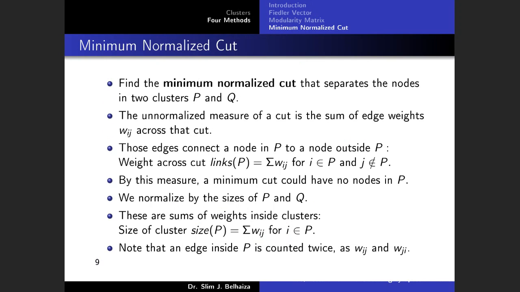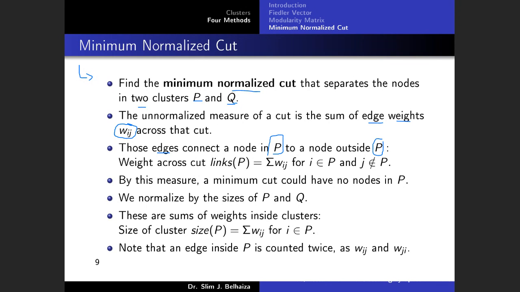Okay. The next way to deal with this is what we call the minimum normalized cut. And the idea is really smart. We would like to find the minimum normalized cut that separates the nodes into clusters P and Q. So the unnormalized measure of a cut, before normalization, is the sum of edge weights, or what we call Wij, across that cut. Those edges connect a node in cluster P to a node outside of P.